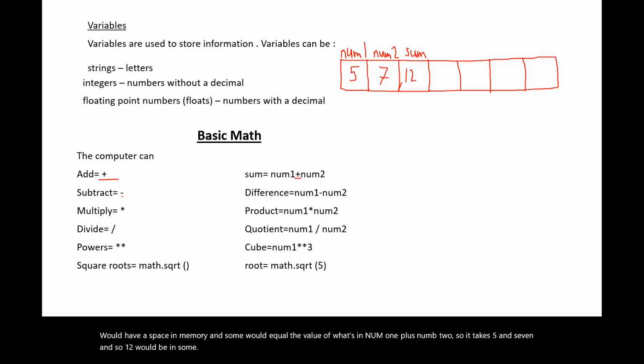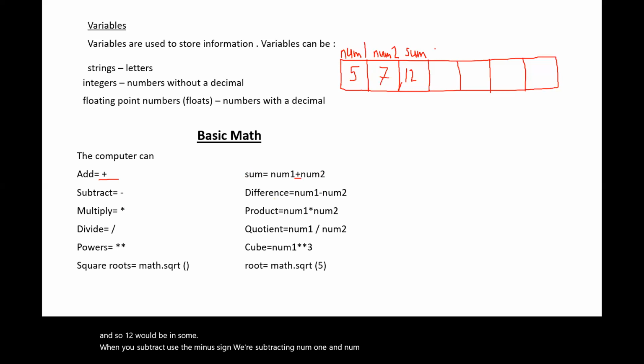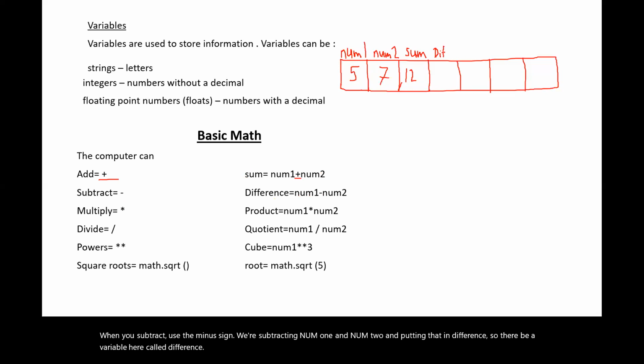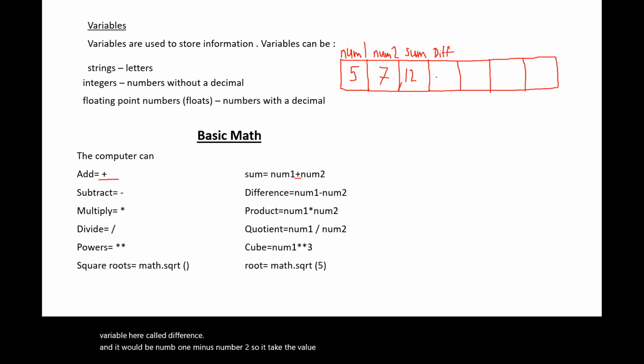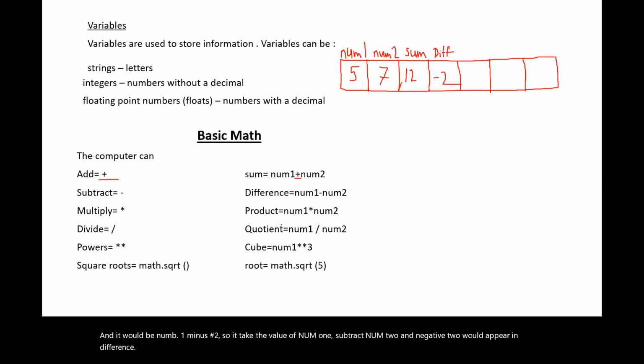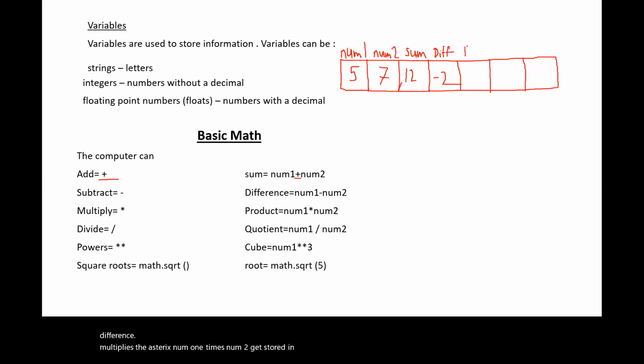When you subtract, you use the minus sign. We're subtracting num1 and num2 and putting that in difference, so there'd be a variable here called difference, and it would be num1 minus num2, so we'd take the value of num1, subtract num2, and -2 would appear in difference. Multiply is the asterisk. Num1 times num2 gets stored in product. That'd be a variable here called product. And I'm not typing the whole thing out because it just takes so long, but that would be 5 times 7, so 35 would be in product.